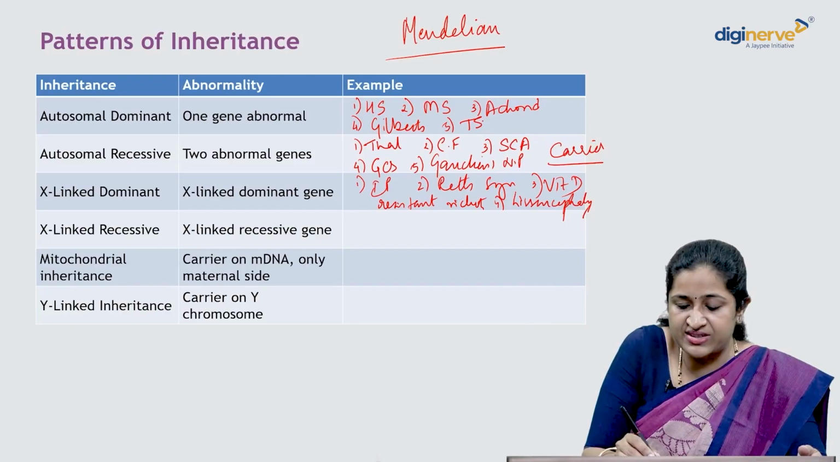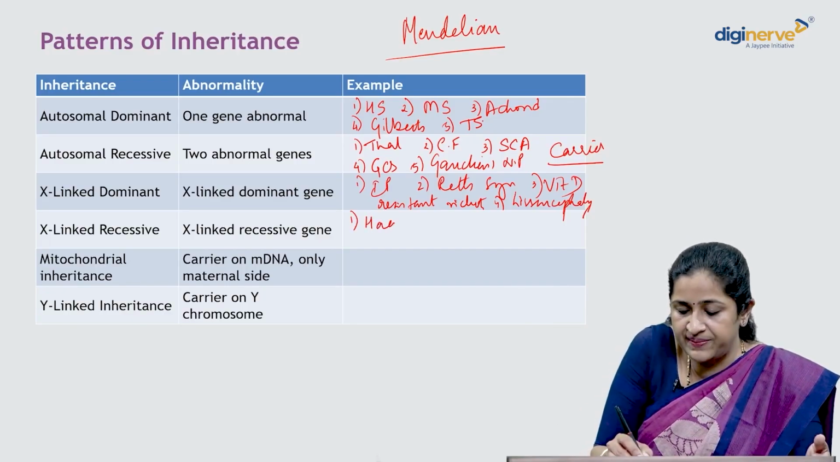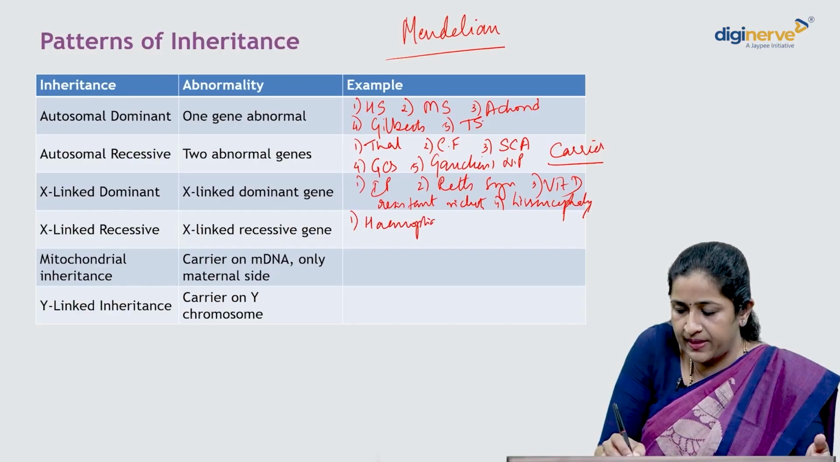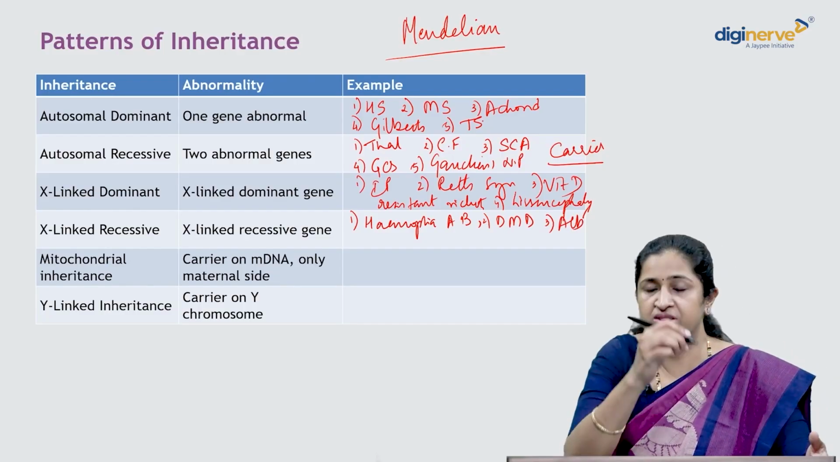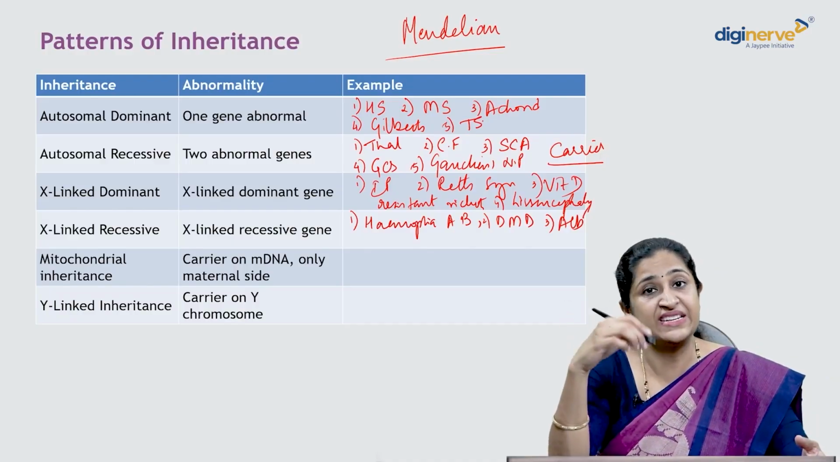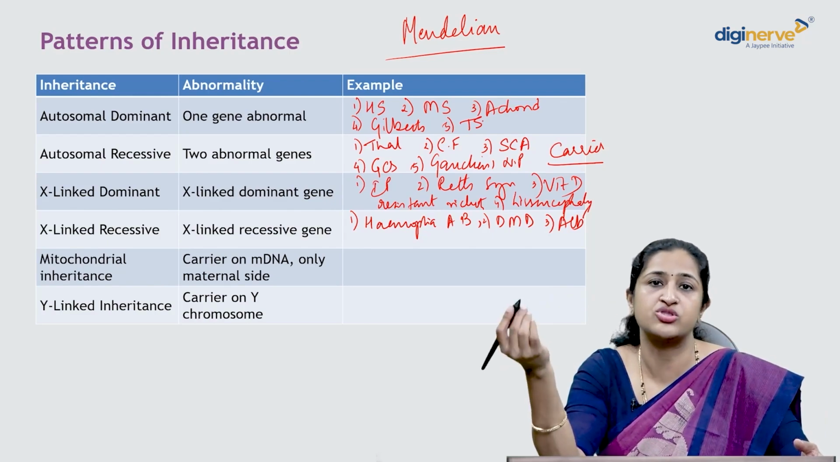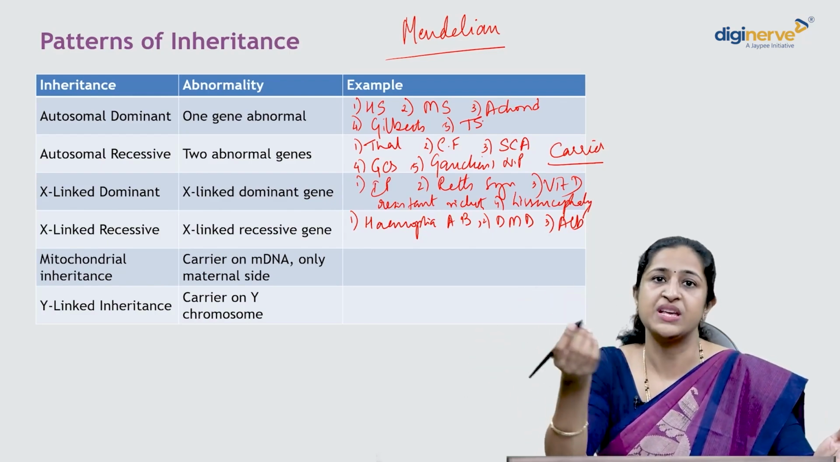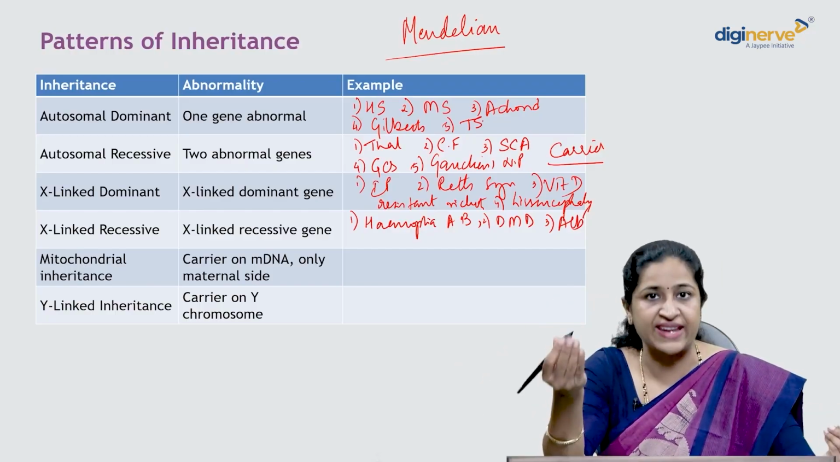Now coming to X-linked recessive, the most common which you all have heard of is hemophilia A and B, Duchenne's muscular dystrophy, albinism. So these are the common X-linked recessive conditions. X-linked recessive conditions are almost always present in boys, because in the girl, the X-linked recessive condition will end up being a carrier trait.